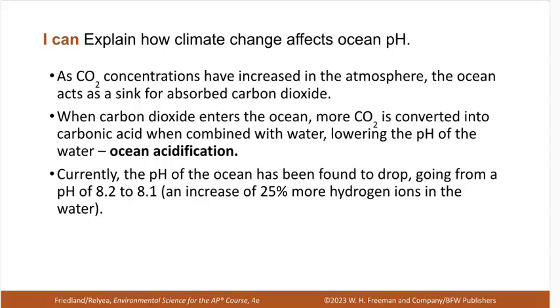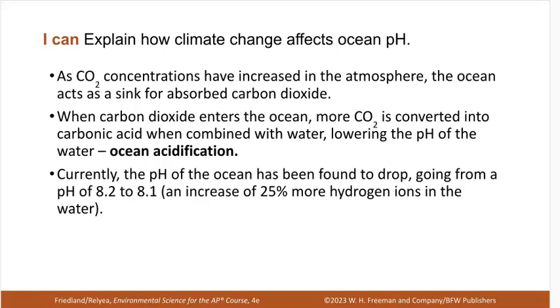All right, so as CO2 concentrations have increased in the atmosphere, the ocean acts as a sink for absorbed carbon dioxide. We've been talking about that previous to this video. What is new to this video may not be new to you. Again, in regular NGSS chemistry, we talk about ocean acidification. So you may already know that dissolved carbon in the ocean creates carbonic acid, which lowers the pH of water. So currently the pH of the ocean has been found to drop, going from about 8.2 to 8.1.